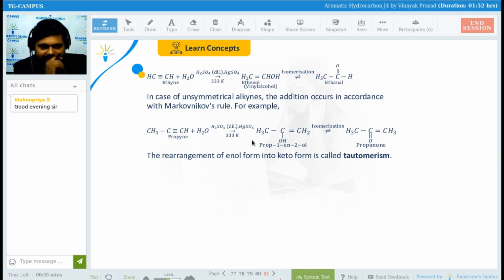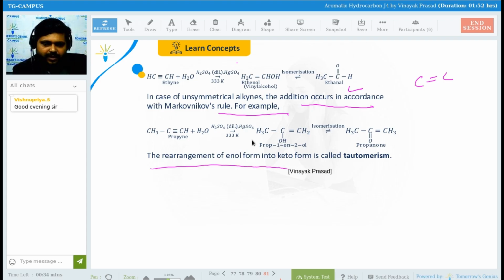So you can see here, ethyne reacts with HgSO4. So it gives what? Vinyl alcohol. And then finally we have got what? Isomerization of this will give what? Ethanal. That is what? Aldehyde. In case of unsymmetrical alkyne, the addition occurs in accordance with the Markovnikov rule. And we know that the Markovnikov rule is what? We have seen these things. Clear, everyone? So the rearrangement of enol form to keto form is called tautomerism. Tautomerism we have seen in isomerism.